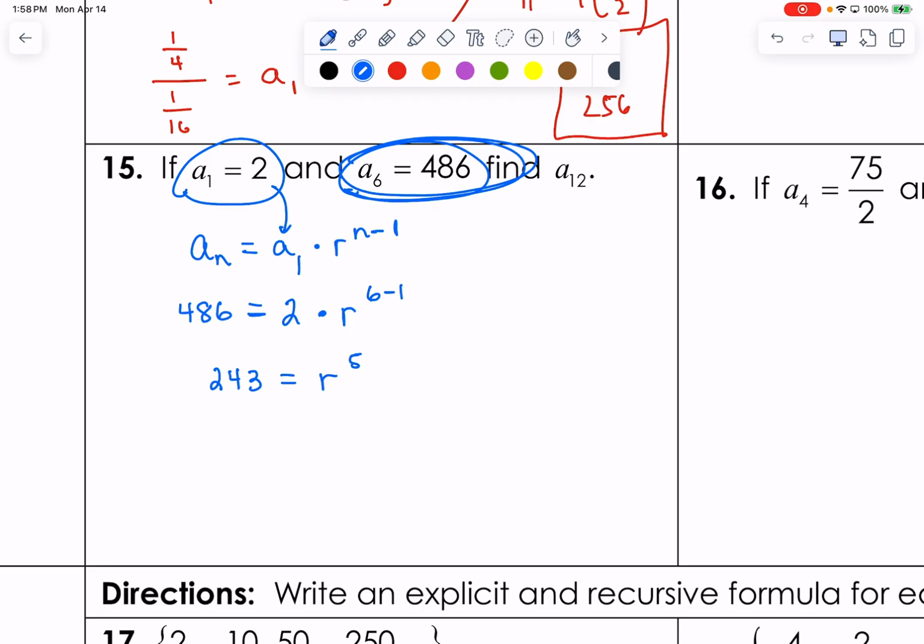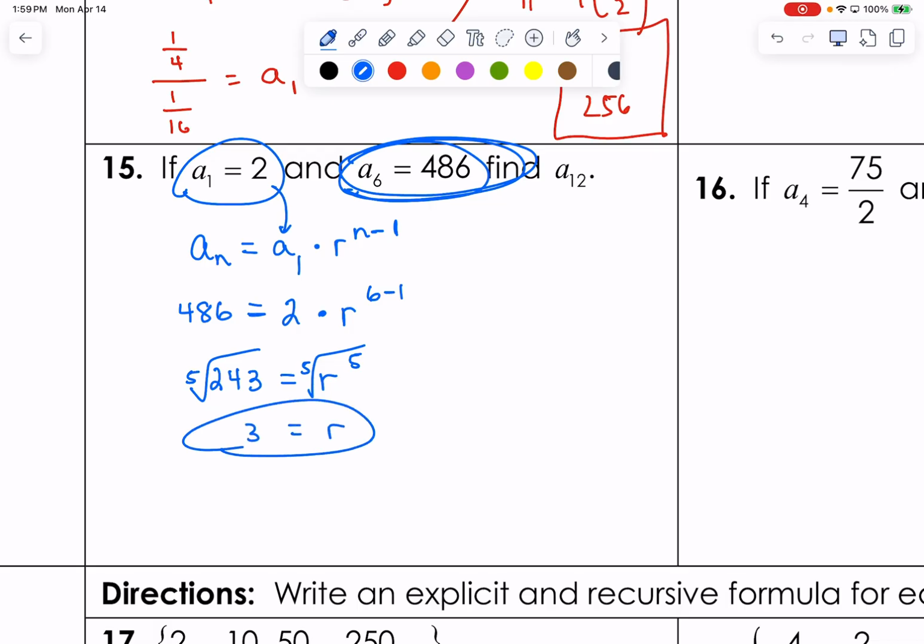If you want to get rid of the fifth power, you do the fifth root. Everybody press math 5, please. And you could do the fifth root of each side. So r equals 3.